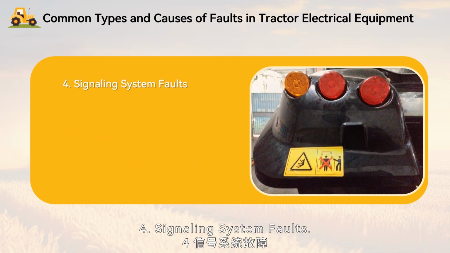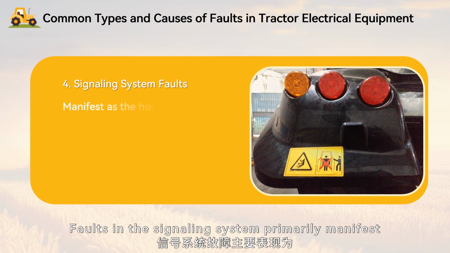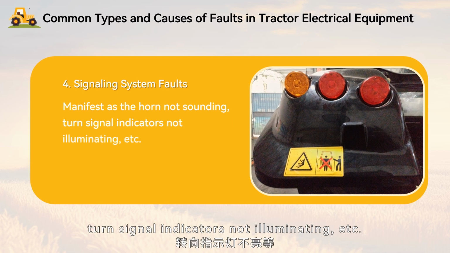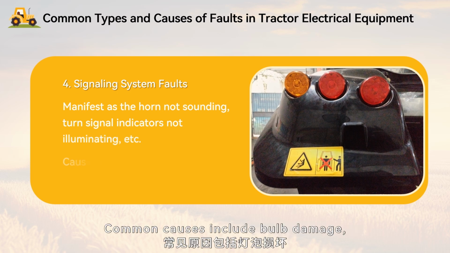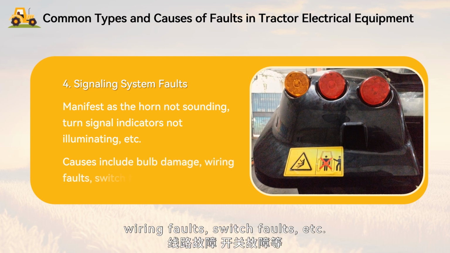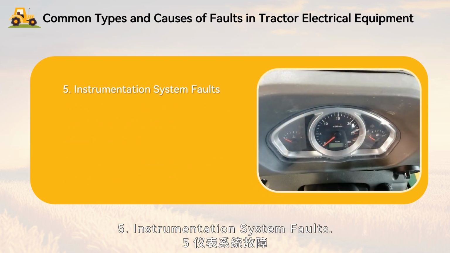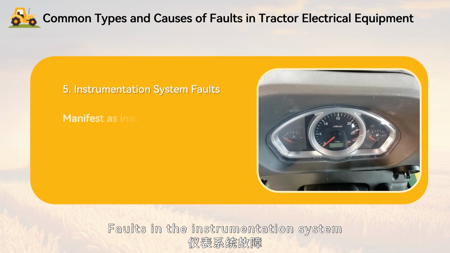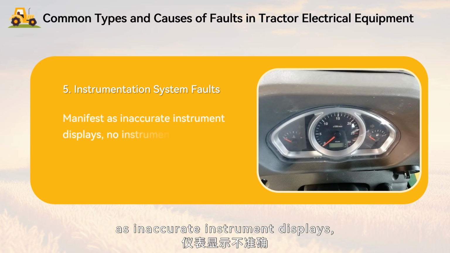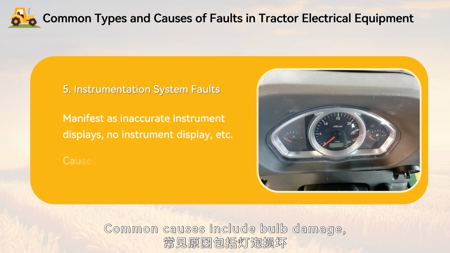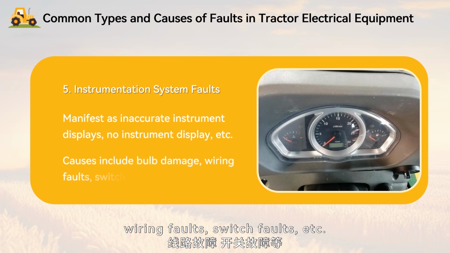4. Signaling system faults. Faults in the signaling system primarily manifest as the horn not sounding, turn signal indicators not illuminating, etc. Common causes include bulb damage, wiring faults, switch faults, etc. 5. Instrumentation system faults. Faults in the instrumentation system primarily manifest as inaccurate instrument displays, no instrument display, etc. Common causes include bulb damage, wiring faults, switch faults, etc.